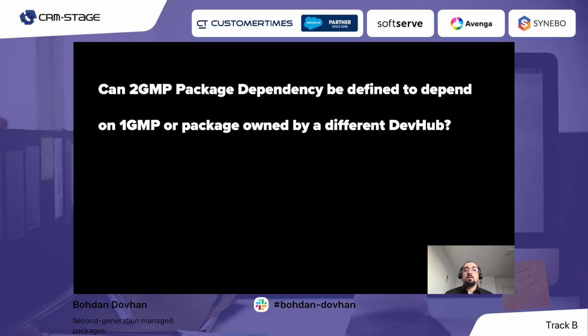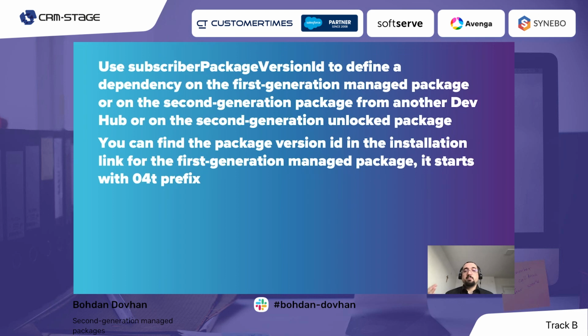So this is important because you define your ancestry using this ancestor ID property. And actually the answer is you can use this subscriber package version ID to define dependency on the first generation managed package or on the second generation package from another Mydevhub or on another second generation unlocked package. And you can find the package version ID in the installation link for the first generation managed packages. It just starts with 042 prefix.